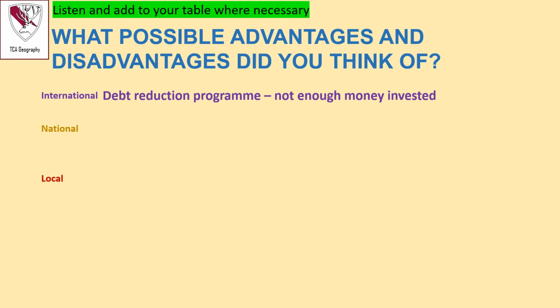So the International Debt Reduction Programme, it's a great idea, but not enough money is being invested in this. The amount that was given in the example, 12 point something million, although that's a lot of money for an individual, it's a tiny amount of money to a government. So I think it's a great idea. I would like to see it happen more often, but it seems to be something that needs to be done on a much larger scale.